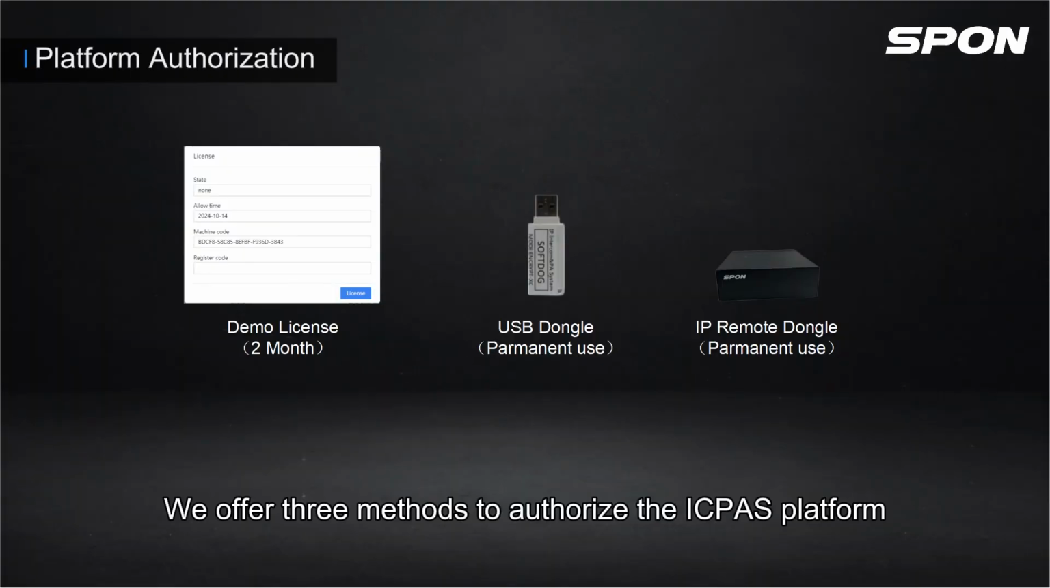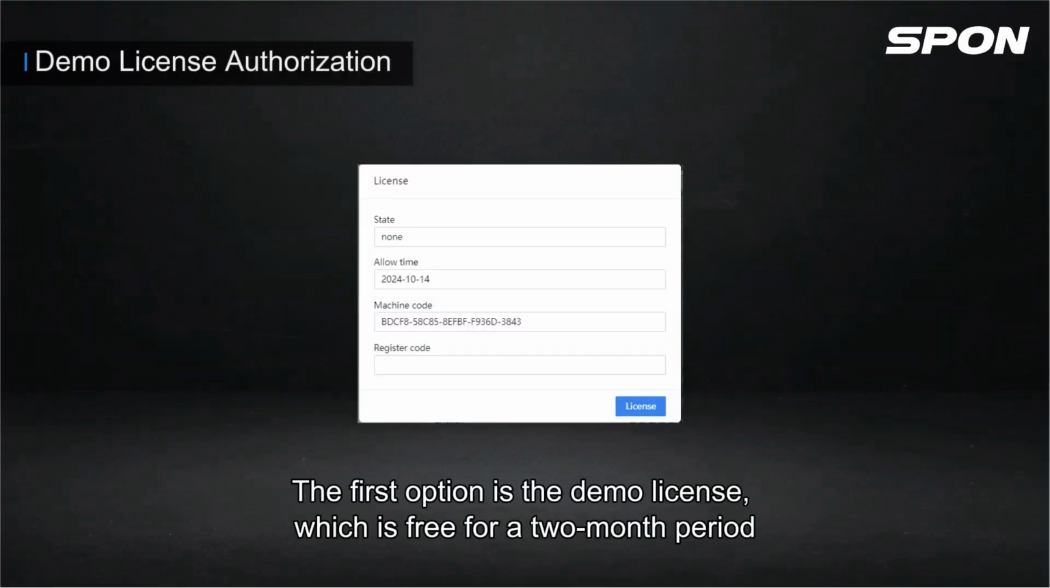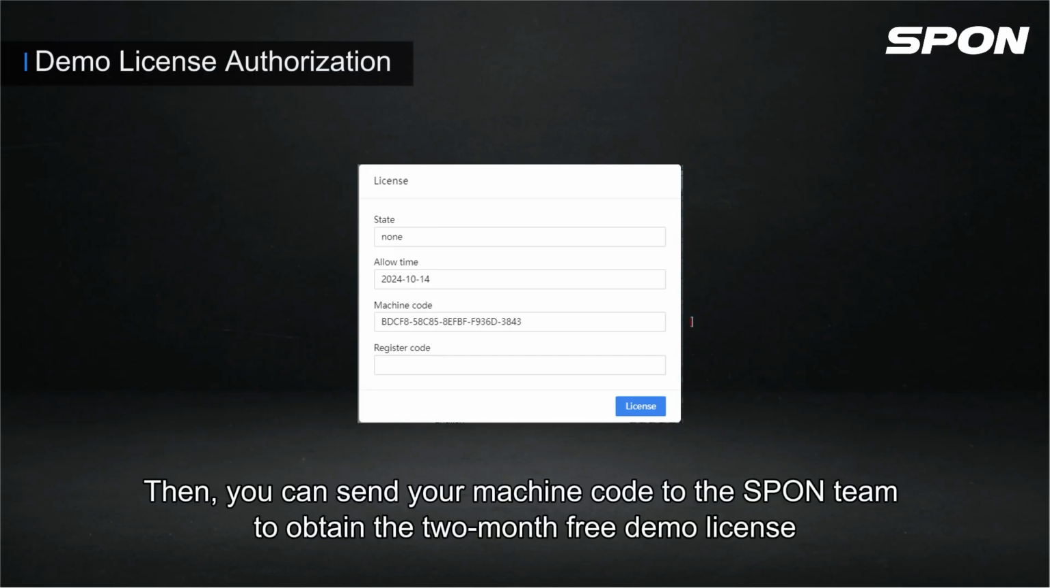We offer 3 methods to authorize the ICPAS platform. The first option is the demo license, which is free for a 2-month period. After installing and accessing the ICPAS platform, the authorization box will pop up. Then you can send your machine code to the SPON team to obtain the 2-month free demo license.